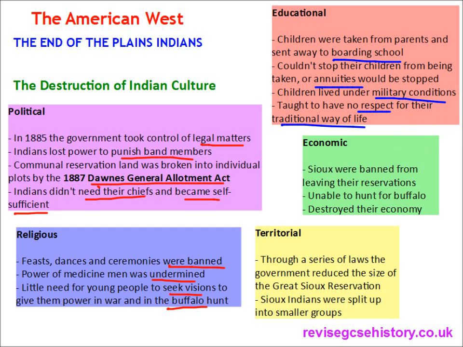So have a look. Economic factors. Sioux were banned from leaving their reservations. This meant they were unable to hunt buffalo, and that destroyed their economy. Territorial factors. Through a series of laws, the government reduced the size of the Great Sioux Reservation, and the Sioux Indians were split up into smaller groups.